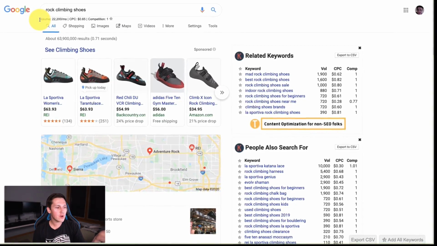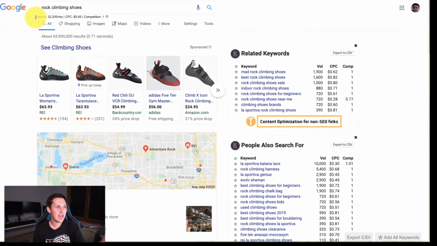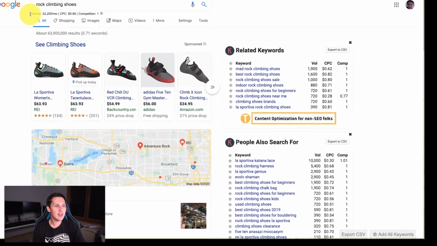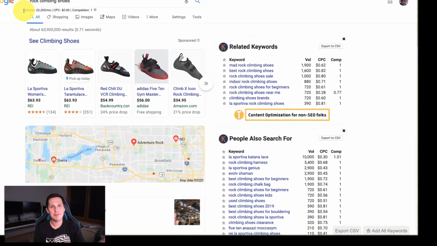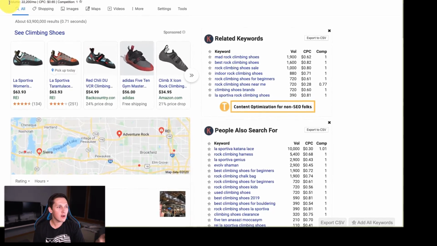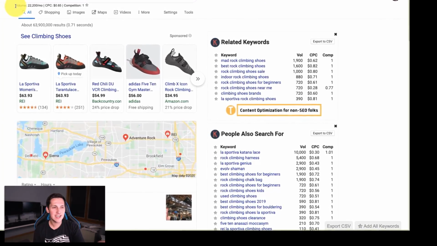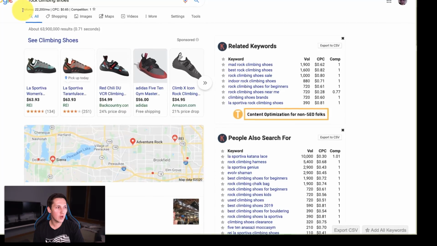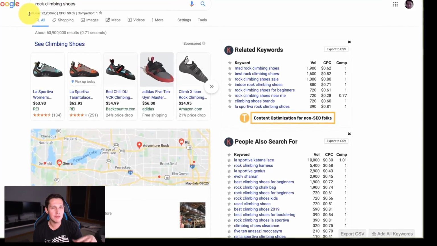Now, if I were to go after that and use that as my indicator alone, that would lead towards not only a lot of competition, because probably a lot of people are trying to rank for that, but also these are a lot of people who probably don't have buying intent yet. We don't know exactly what the purpose is of why they're researching rock climbing shoes.